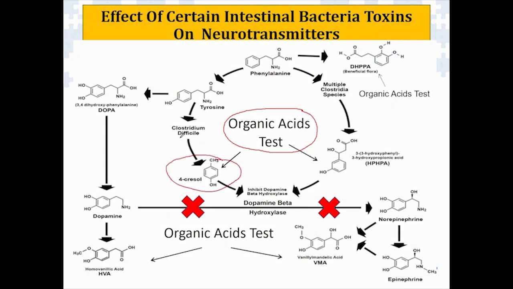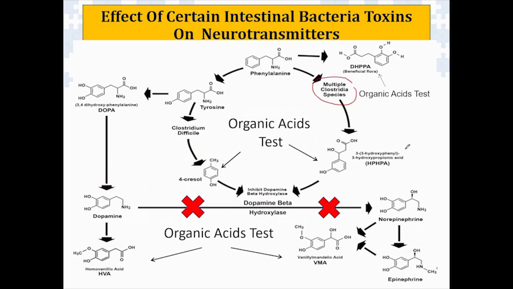4-cresol, for example, which is produced from certain strains of C. difficile, will inhibit this particular enzyme called dopamine beta hydroxylase. And dopamine beta hydroxylase is responsible for converting dopamine to norepinephrine, so that eventually we produce epinephrine to have enough energy to run our body. Well, if we block dopamine beta hydroxylase, that reaction can be compromised. And we start to see an increase of dopamine. Too much dopamine is toxic within the nervous system.